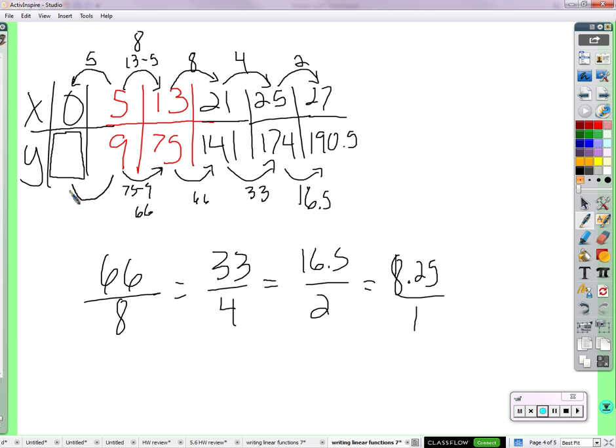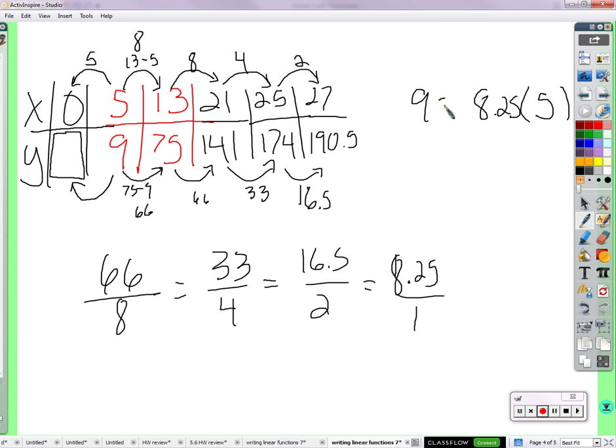How much, then, would y change? For every 1 x, how much does y change? 8.25. Every time x changes by 8, y changes by 66. Every time x changes by 4, y changes by 33. Every time x changes by 1, y changes by 8.25. So how much change is that if we back up to 0 from 5? 8.25 times what? Times 5.